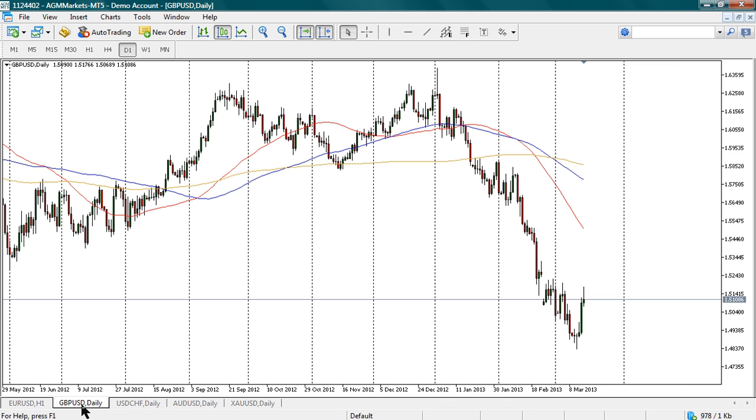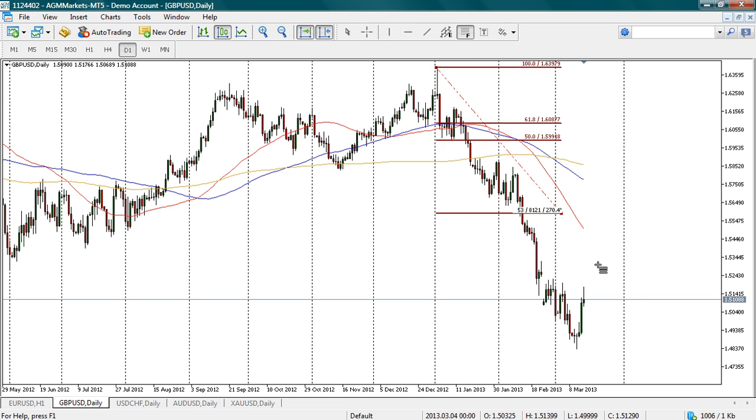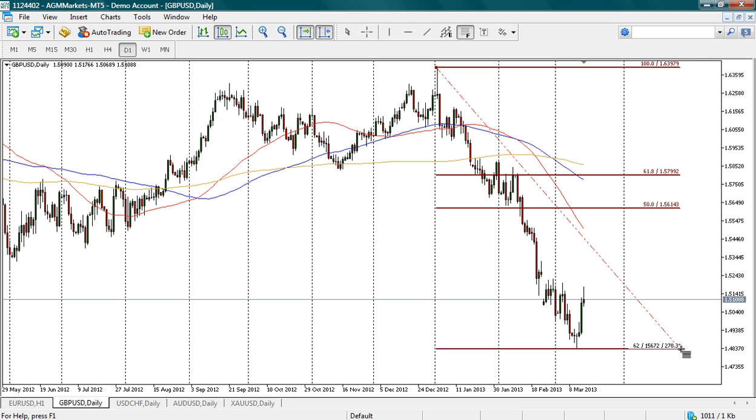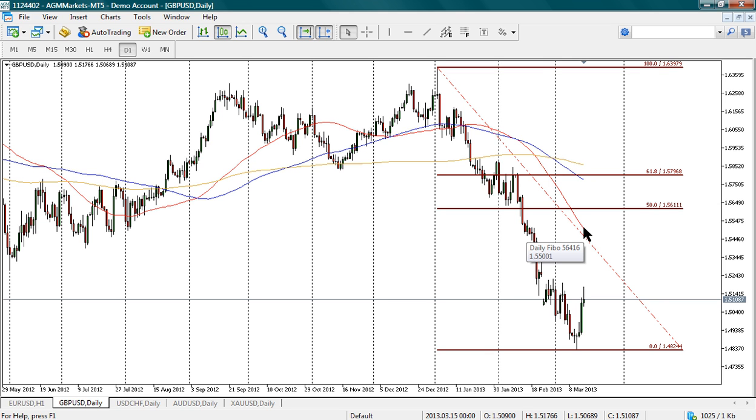Let's have a look at the cable chart. This daily chart, as we've been saying the last few weeks, we've had a very aggressive sell-off here on this cable daily chart. For healthier sort of selling opportunities, I personally would prefer to see it come up and test this 50% retrace, or even the 55-day moving average in this daily chart.